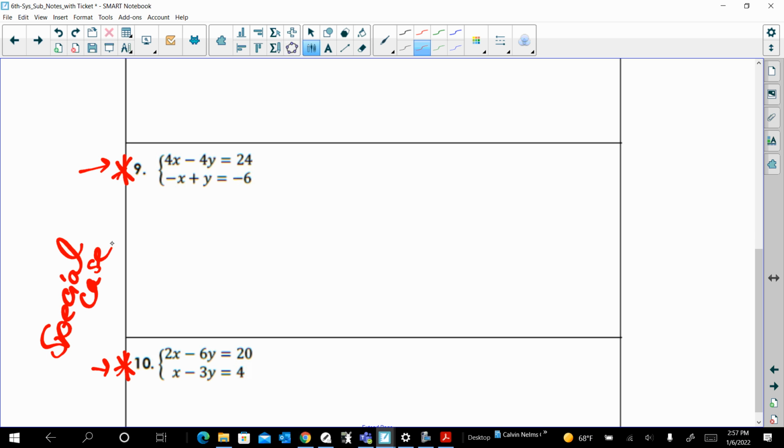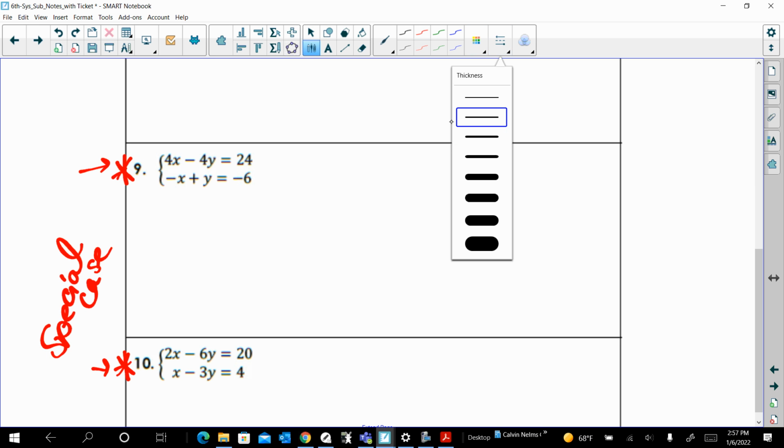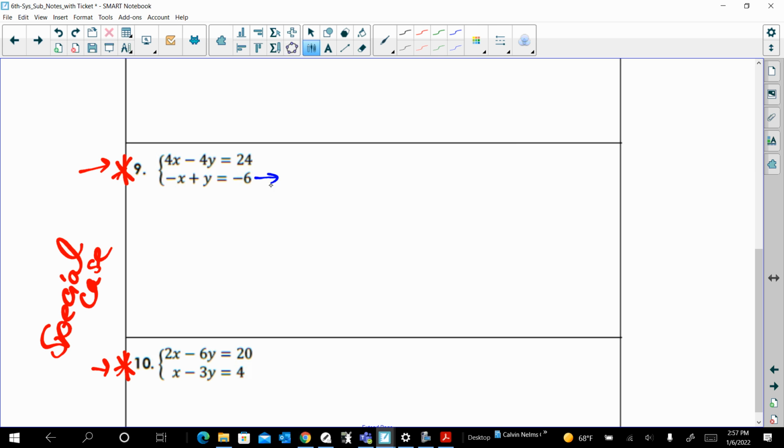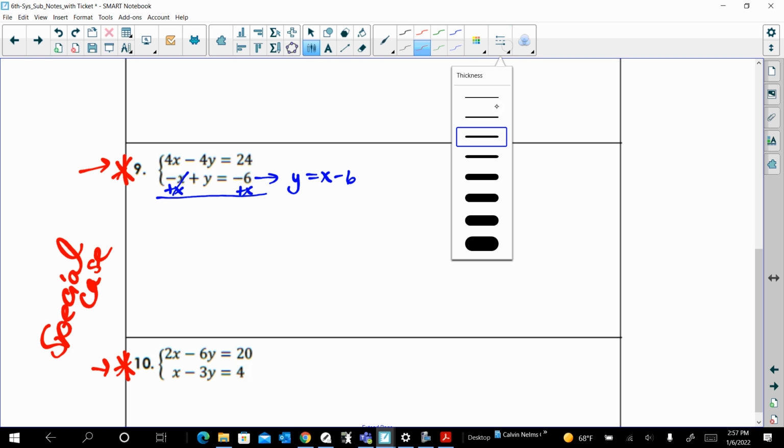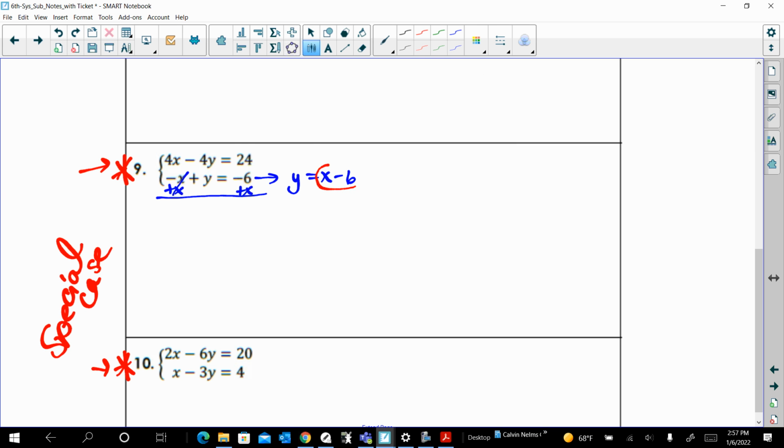If one is not already isolated, we have to pick the easier one. So on number 9, the easier variable to solve for is y in the second equation. I can do that by just adding x on both sides of the equal sign, and I get y equals x minus 6. Now I can take this expression, x minus 6, and plug that in for y in the original first equation. When I plug it in or substitute, I'm going to have to use parentheses. So make sure you use parentheses. This means I would have 4x minus 4 parentheses x minus 6 inside the parentheses equals 24.